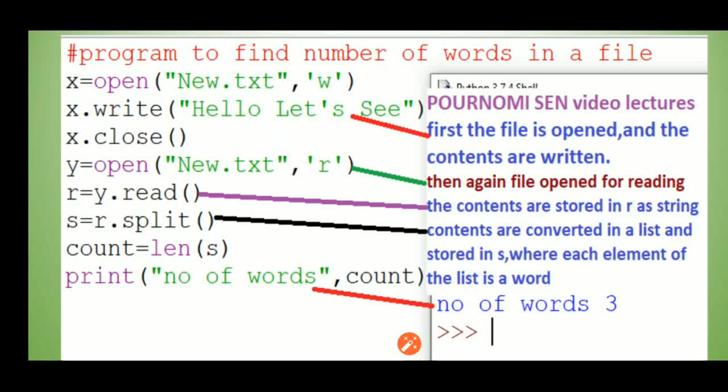So how to find out number of words? We are simply using len function. You can do it with the help of a loop also. So we are simply using len function, count equals to len(s). So it will find out number of words, count. As there are a total of 3 words, it's giving output number of words 3. So this is how you need to read a file word by word.